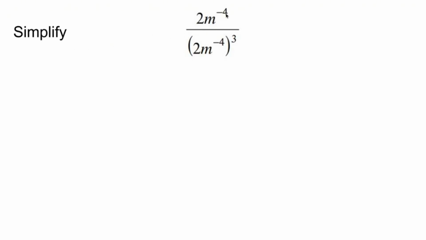Simplify 2m to the negative fourth all over parentheses 2m to the negative fourth cubed. I'm going to approach this one in a completely unique way. I notice that you are the same as u. So this is what I'm going to do. I'm going to build a parentheses with an invisible 1 right there. On the bottom, I'm going to build a parentheses with that 3 that was already there.